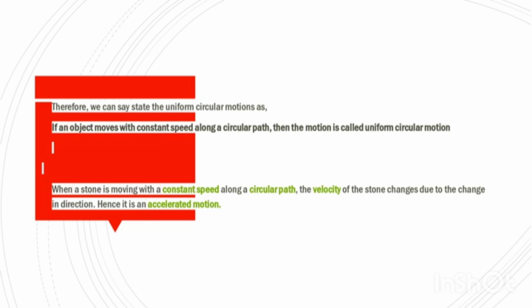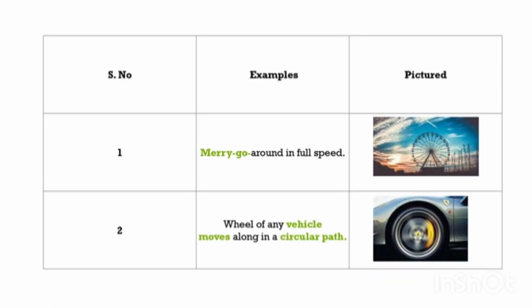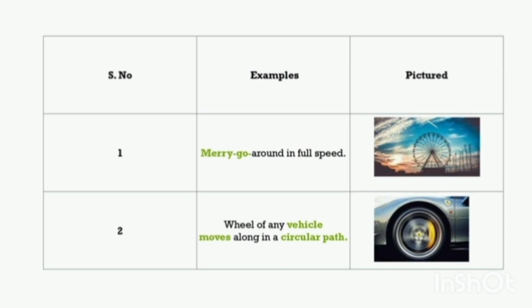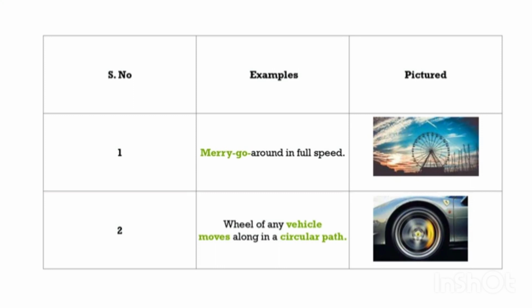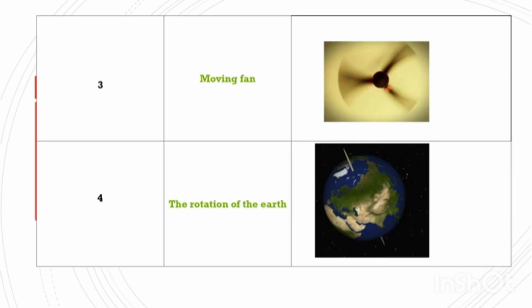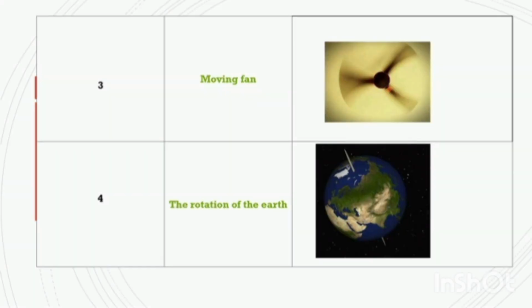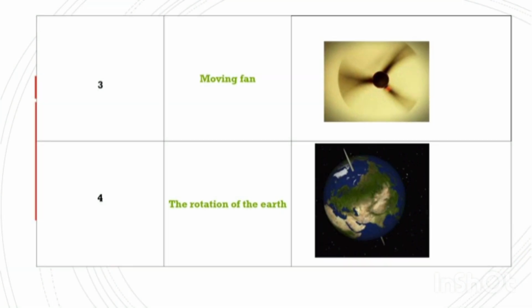So we have certain examples. A merry-go-round at full speed. As you can see in the picture, the speed will be the same, but the direction keeps changing, right? Next is the wheel of any vehicle moving along a circular path, a moving fan, and the rotation of the earth around the sun. So these are all examples of motion in a circular path.